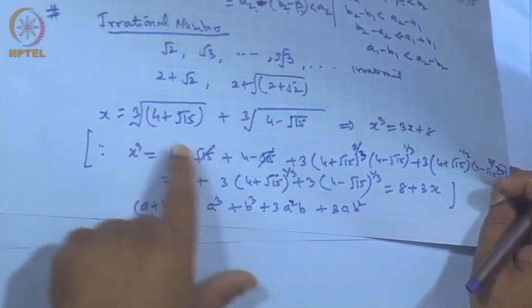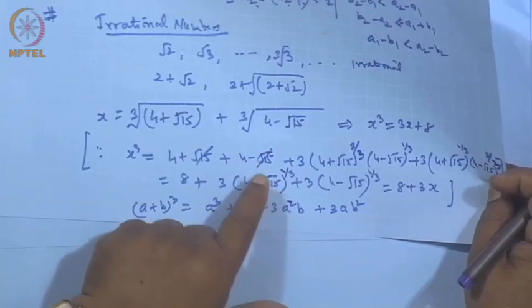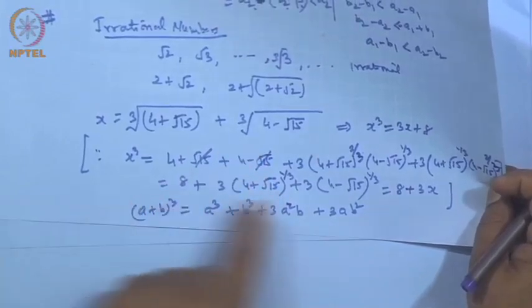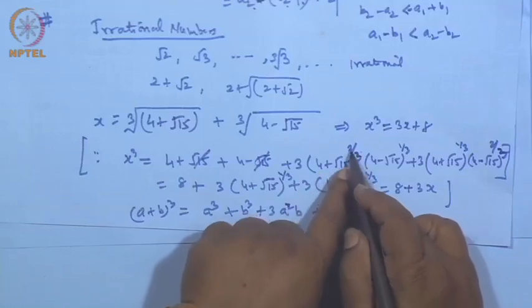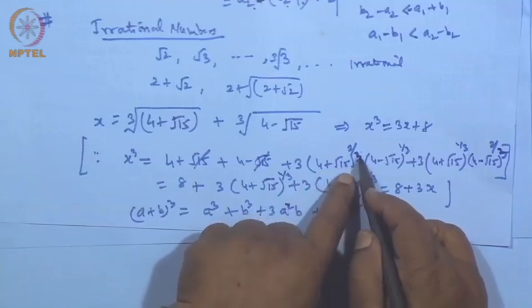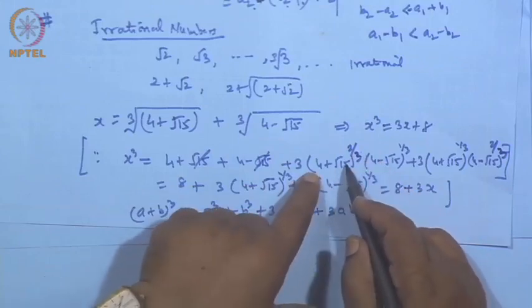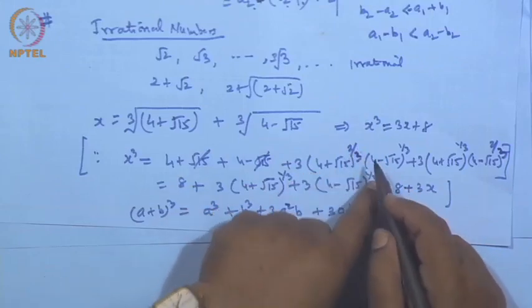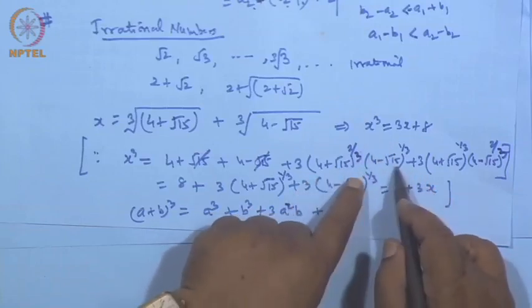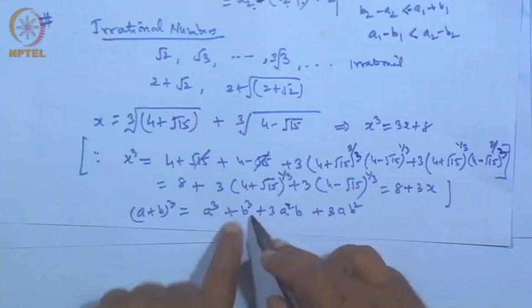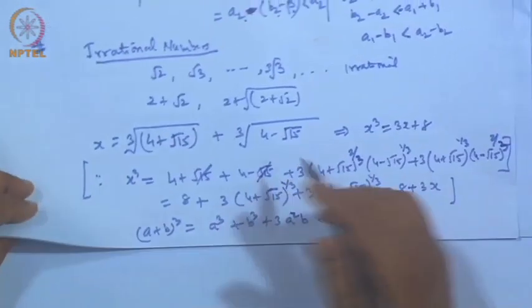No, a b here will not be 1 because its power 1 by 3 is there. So, how can you say it is 1? Okay. You just open it, and what I am doing here is 4 plus root 5 power 1 by 3 multiplied by 4 minus root 5 power 1 by 3, and then combining, that becomes 1. So, only this term is there. Similarly, this. Okay. So, that is one. So, what it says is this one.